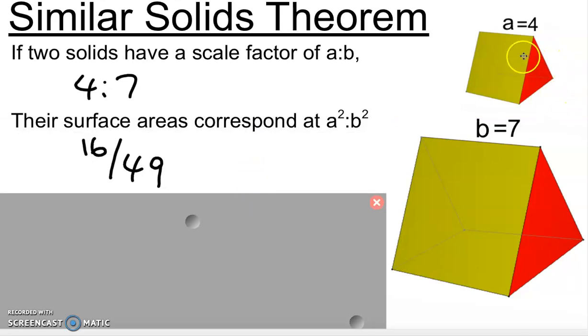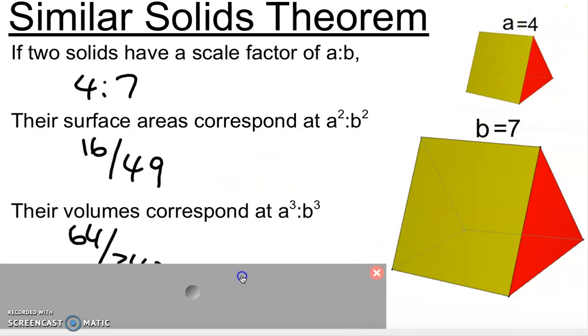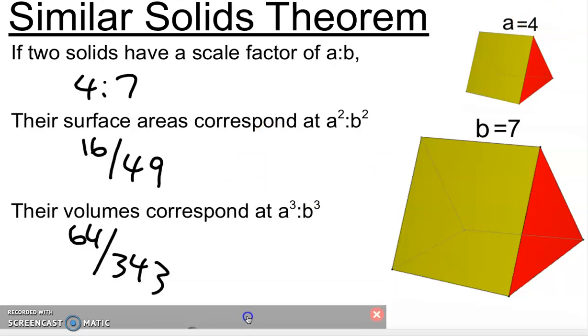And then if I want to figure out the amount of stuff inside, or volume, I'm going to need to cube the scale factor. So 4 cubed is going to be 64, and 7 cubed is going to be 343. So the scale factor for the volume of these two solids is actually 64 over 343.